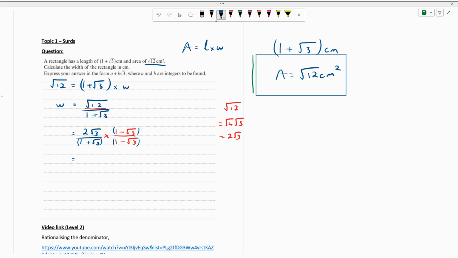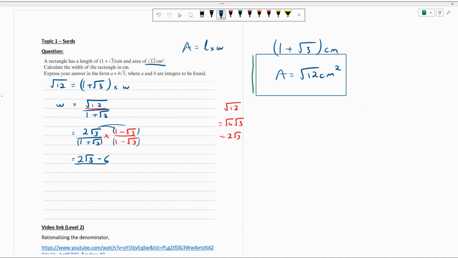So the top one, if I do 2 root 3 times each of my terms, I get 2 root 3. And then 2 root 3 times minus root 3. Okay, root 3 times root 3 is 3. Times by another 2 is going to be 6. And it's minus because obviously I've got positive and negative.